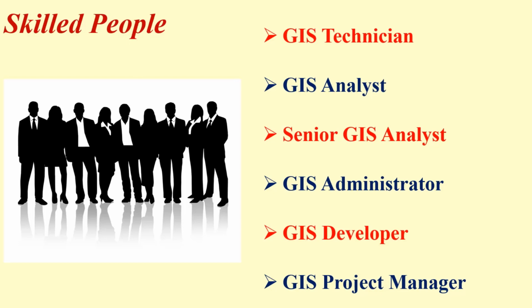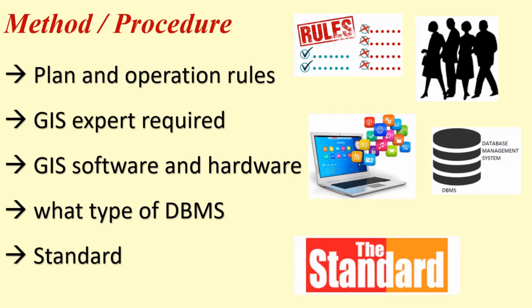This nomenclature may vary between institution and GIS project. Another component is method or procedure. It refers to the approaches that should be framed before starting any GIS task. For example, proper planning and operational rules should be framed before starting the task, number of GIS experts needed for the task, among the available software and hardware which should be used for specific GIS tasks, and what kind of database management system should be used and what standards should be used to get the output.